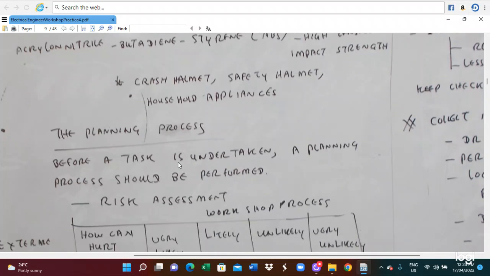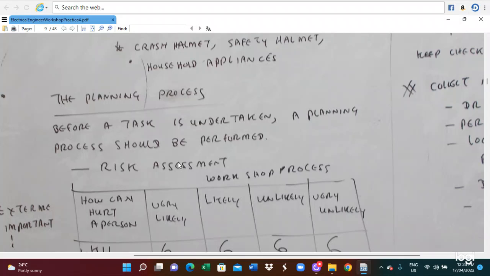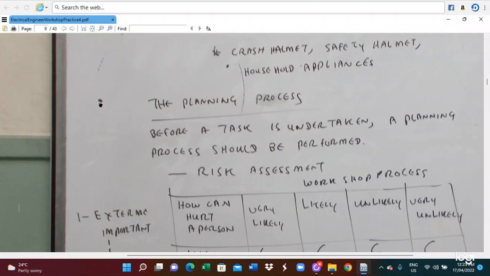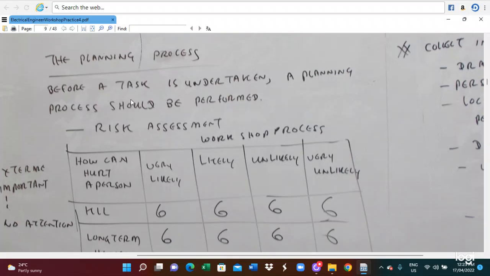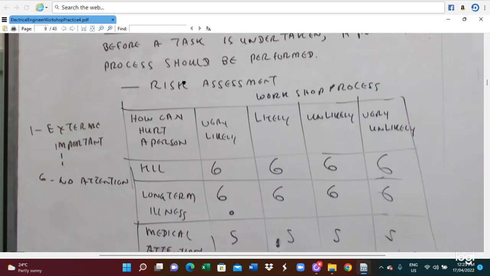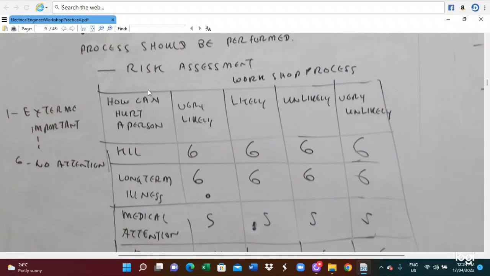Now we are talking about the use of electrotechnology materials. Then we are using the bonding process. We use different kinds of pressing. In this case, before the work is undertaken, you have to do the risk assessment. For any workshop process, you have to do the risk assessment.